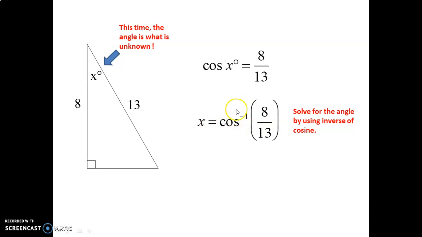And this is how we denote the inverse trig function. That works out to this. Make sure you know how to punch this in your calculator. You'll press second cosine to get this inverse, and then you'll get this angle.